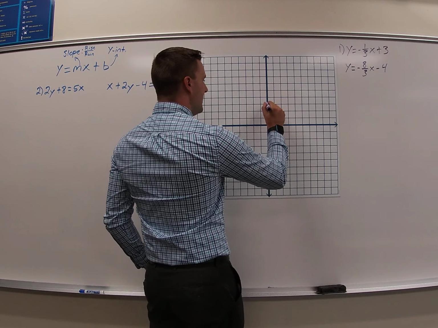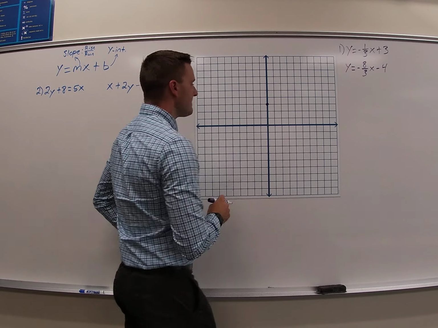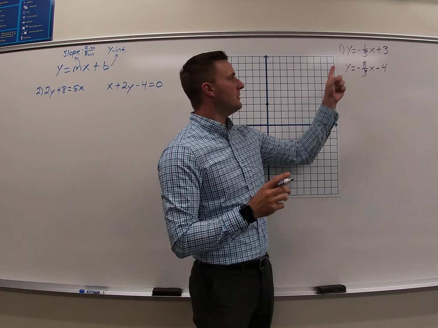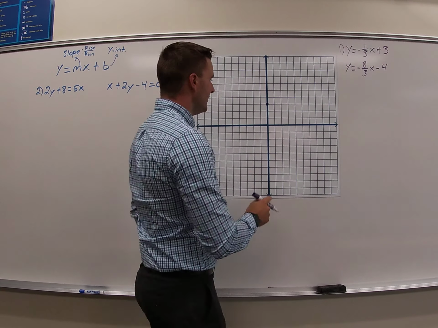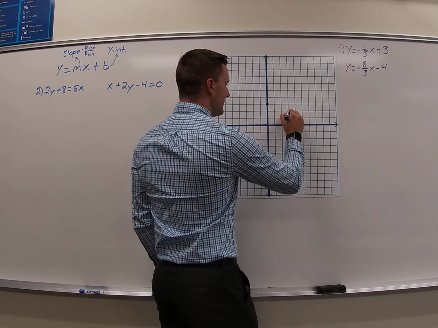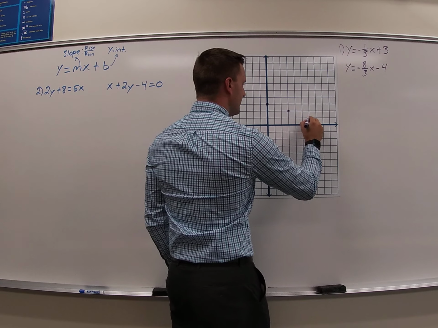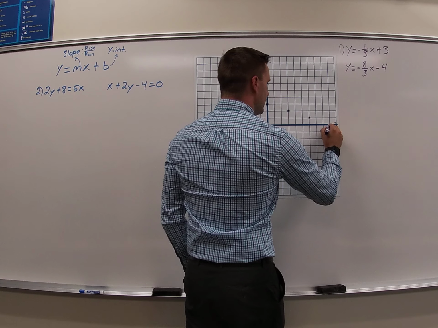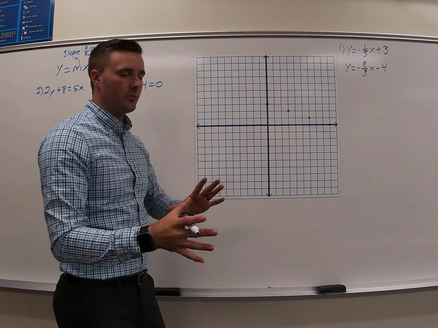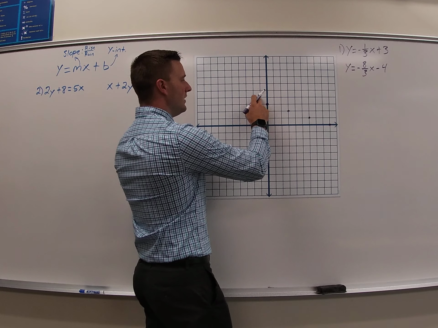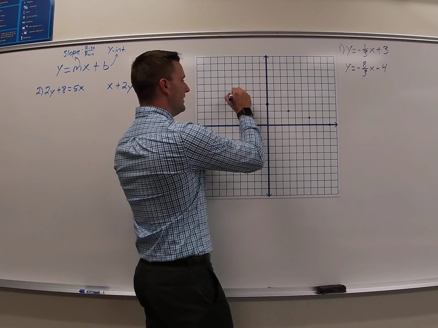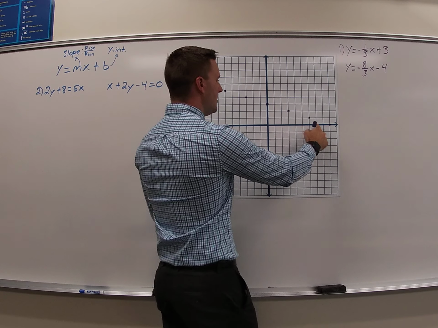Now, my starting point for number one, this top line, we have a positive 3, so I'm going to start up 3 right here. That is my starting point. And then the direction I'm going to go is down, because of the negative, down 1, right 3. So down 1, right 3, down 1, right 3. Now, again, what if you ran out of room? The opposite direction you could go is up 1, left 3, up 1, left 3, up 1, left 3. And notice how it still falls in that line.